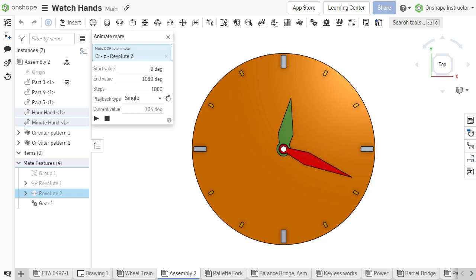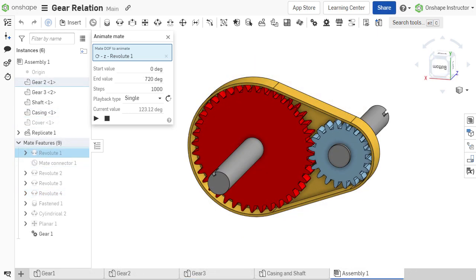Gear mate relations are critical to analyzing assembly motion, particularly on a complex assembly with drivetrains consisting of two or more gears. The components are refined to complete the assembly, and the resulting motion is validated.